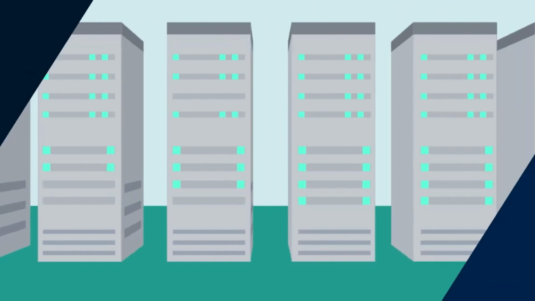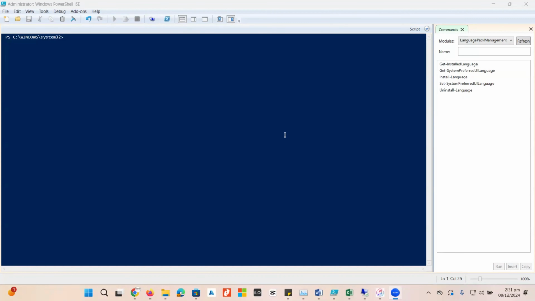So let's move and see how we can perform this task. Now I'm on my Windows 11 machine and I just need to type the command winget list. It will show me the list of all the installed applications inside this operating system.